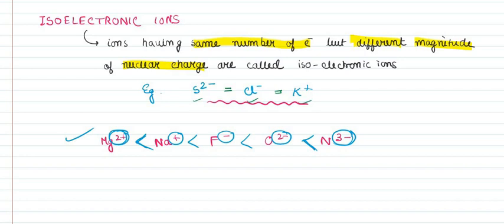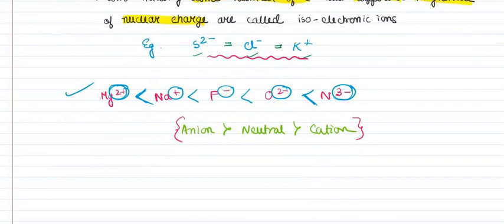What is the rule here? An anion is always greater than neutral, which is always greater than cation. Always remember, for any question on ionic radius, you have to apply this rule. If they are isoelectronic, anions will have the greater ionic radius than cations, and in the middle there are the neutral ions.